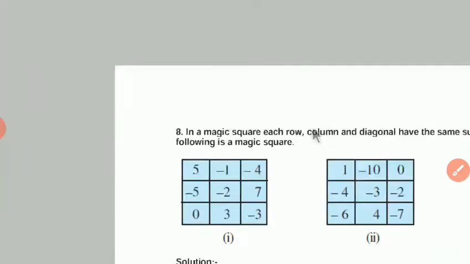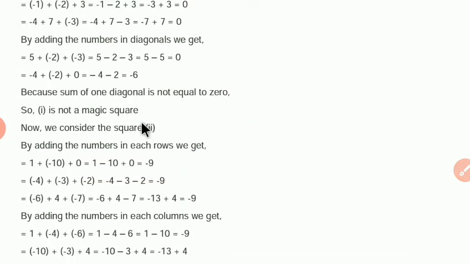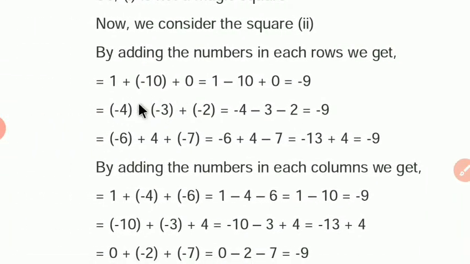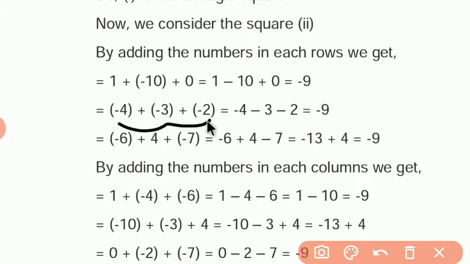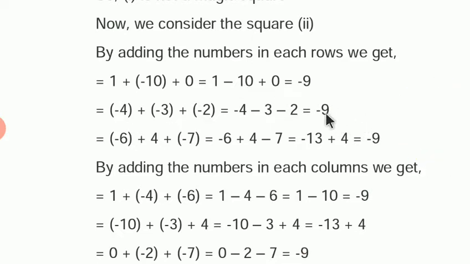Second row: minus 4, minus 3 and minus 2. So minus 4 plus minus 3 plus minus 2. If we add pairwise, minus 4 minus 3, minus minus is plus. So 4 plus 3 is 7, which means minus 7. Again minus 7 minus 2, minus minus is plus. So 7 plus 2 is 9, and the sign will be minus. So the answer will be minus 9.